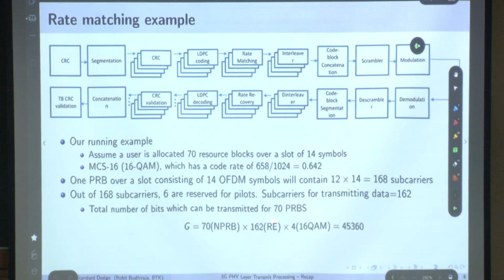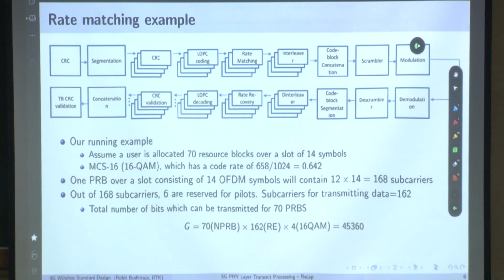So the total number of bits which can be transmitted for 70 PRBs is basically: each PRB has 162 resource elements, and each resource element can now transmit 4 bits because it is 16 QAM. So you can transmit these many bits. Similarly, if it is 256 QAM, this number will increase, because you can transmit more bits. Not double, sorry, for 256 QAM it will be double of 16 QAM.